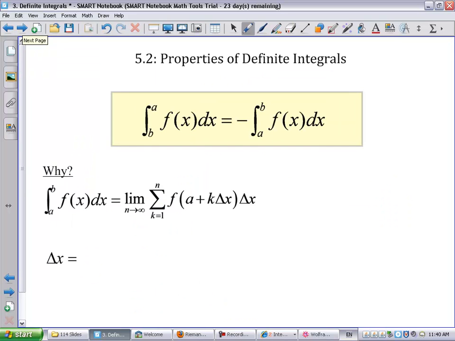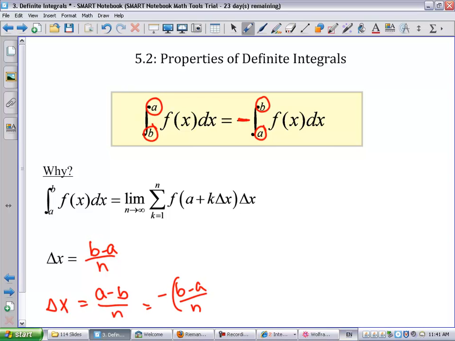Right. So another property of the definite integral is if you switch the limits, if instead of going from a to b, you go from b to a, then that's going to make your answer negative. And the reason for that is normally delta x is (b minus a) over n, right? But if you switch the places of the b and the a, delta x becomes (a minus b) over n, which is the same as (b minus a) over n, except there's a negative sign out front. So that negative sign is going to come in right where this delta x is, and you can pull it right out front.